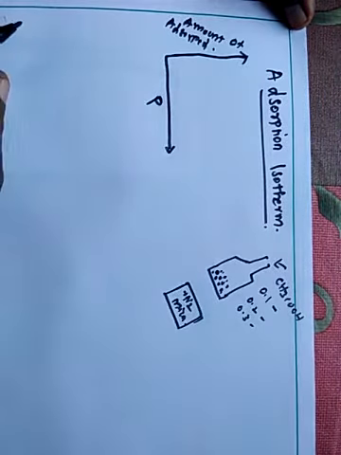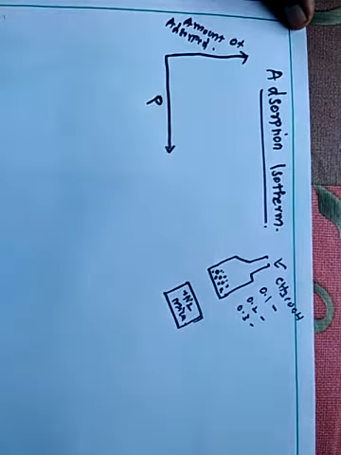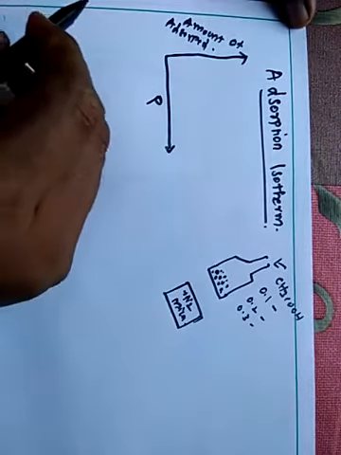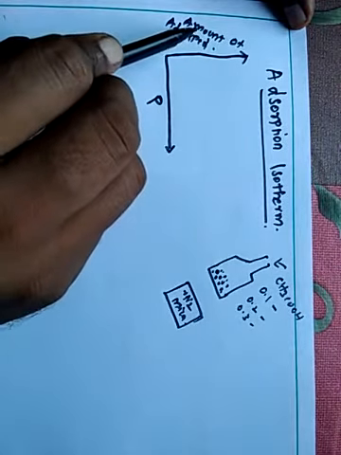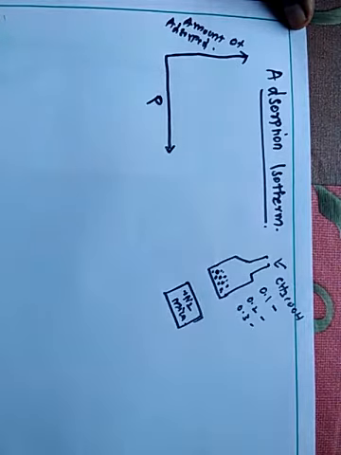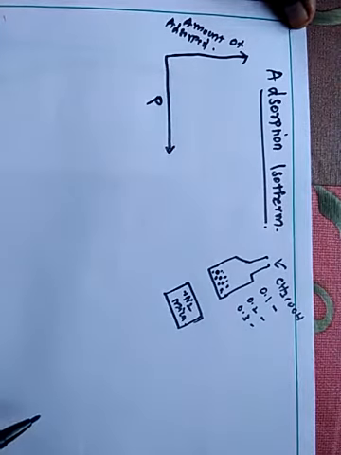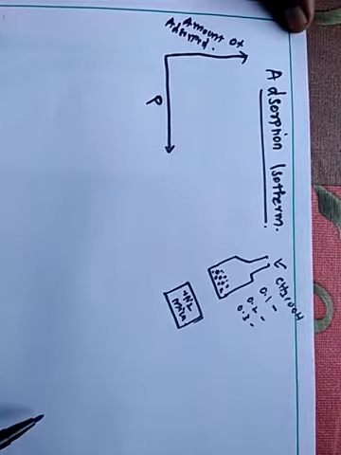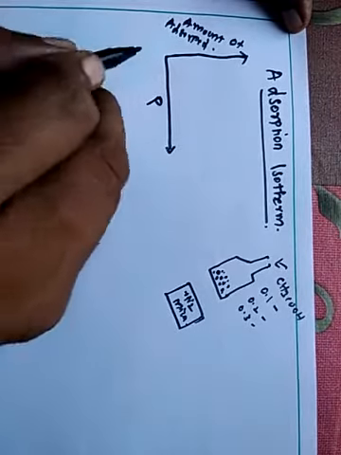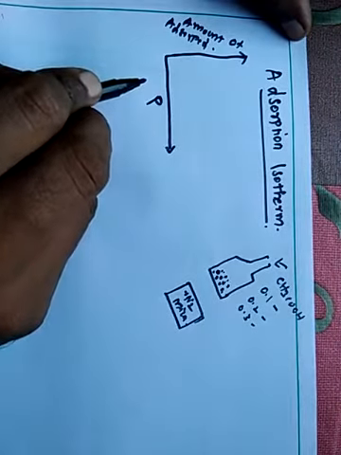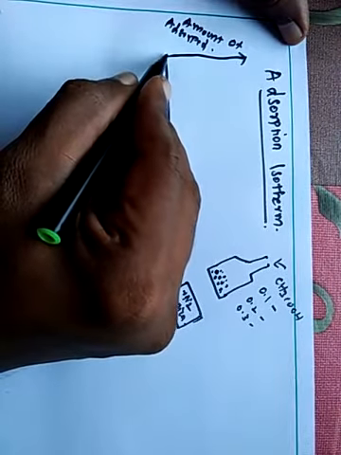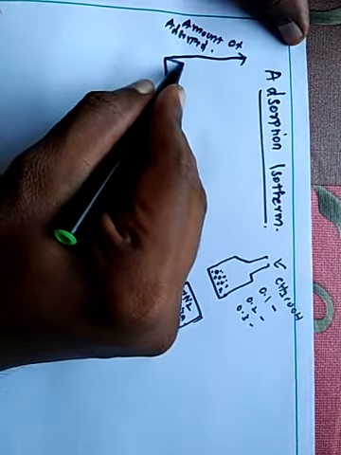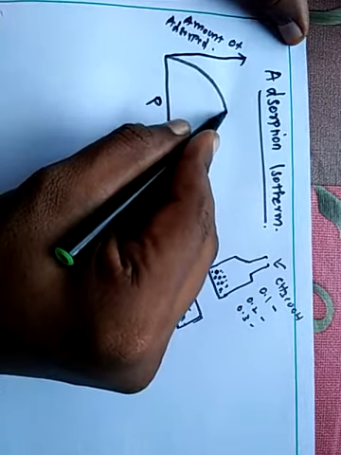If I plot, I will get a curve, and this curve is called adsorption isotherm. It's simply a plot of the amount of adsorbed material against the equilibrium pressure or equilibrium concentration. In general, it is observed there are five types of adsorption isotherm. The first type of adsorption, the curve looks like this.